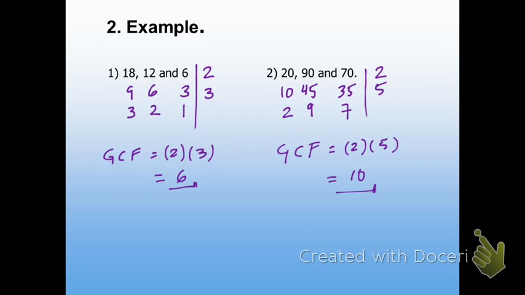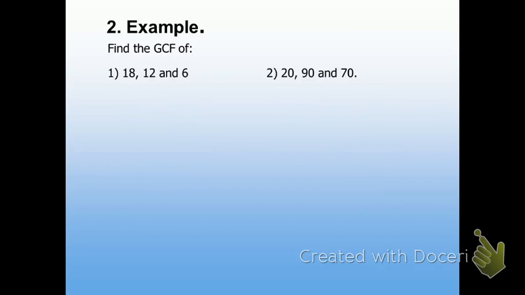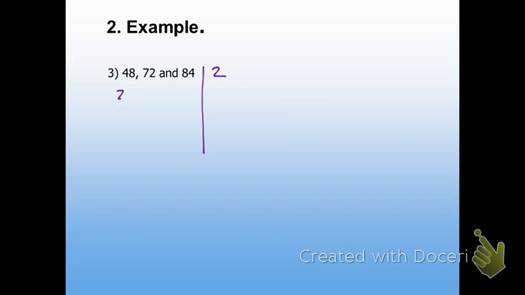Let's work with the last example. It's 48, 72, and 84. Again, I draw my line like this. 48, 72, and 84 are even numbers. They can be divided by 2. So I divide them by 2. 48 divided by 2 is 24. 72 divided by 2 is 36. 84 divided by 2 is 42.